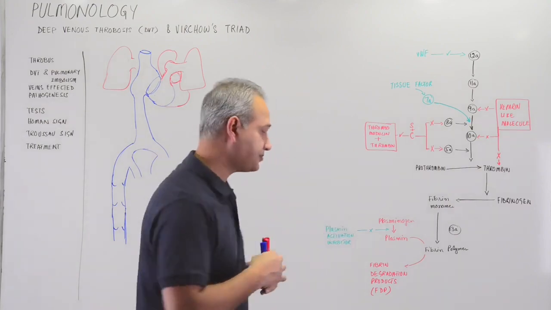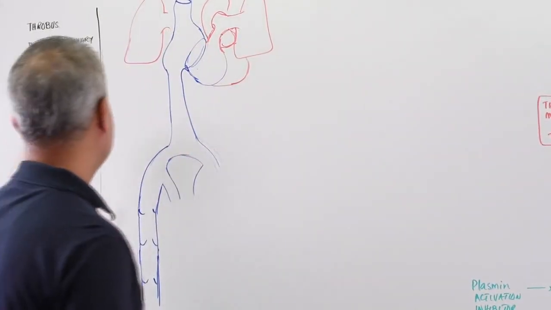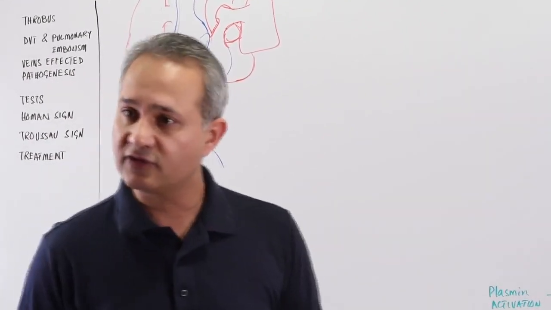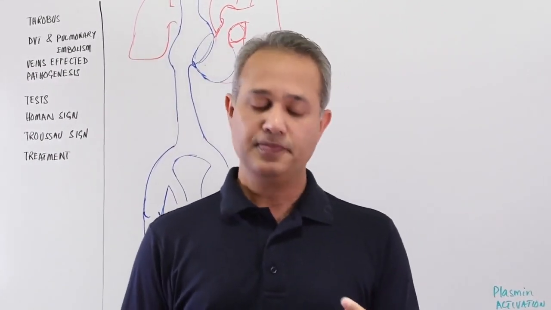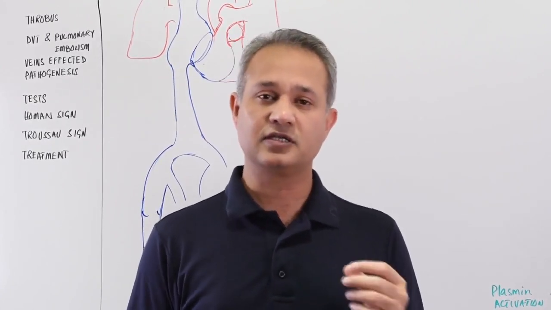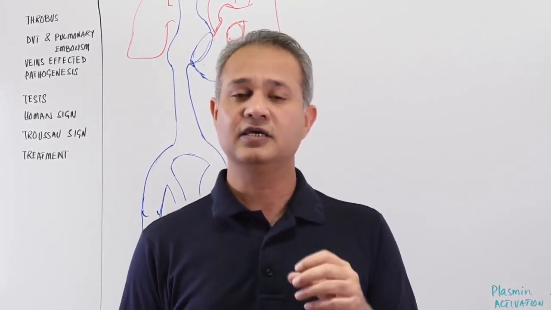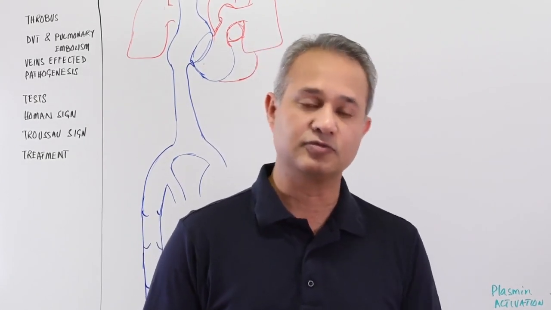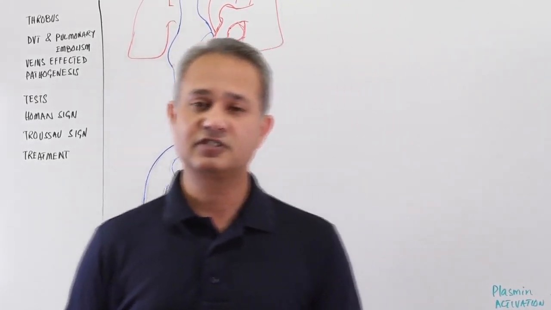So let's start. What we'll talk about is the definition of the thrombus and then the pathogenesis of the thrombus. We'll talk about the various tests that we can do. We'll look at the management of it. We'll look at the predisposing factors for how this deep venous thrombus can occur. So let's start. First, thrombus.